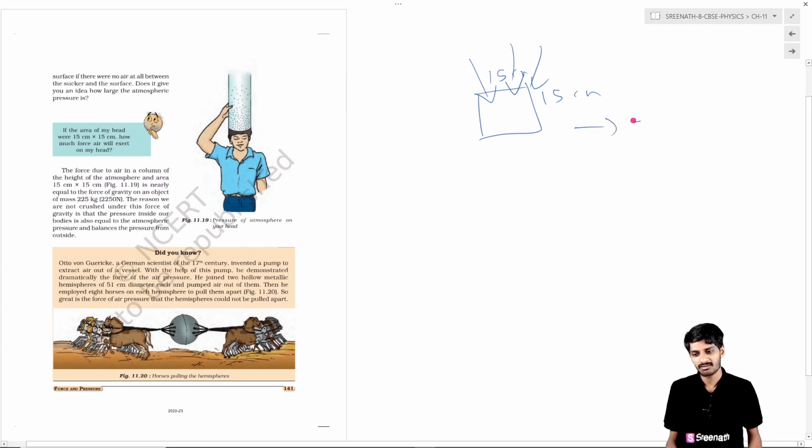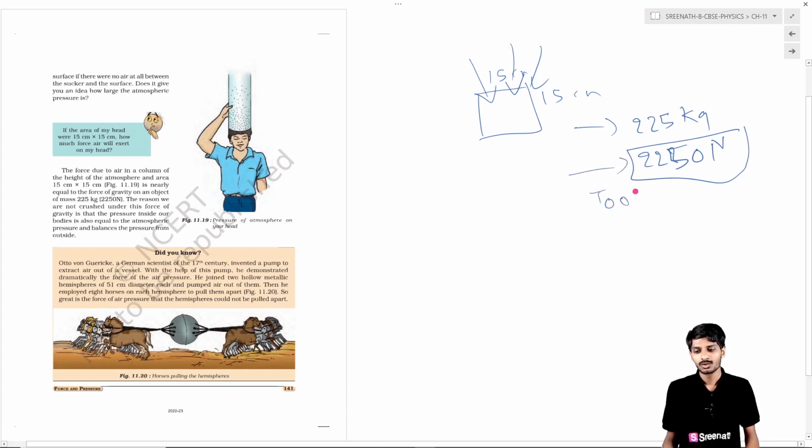This force is equal to 225 kilograms, which is equal to 2250 newtons. It is too high. If really this much force were applied on your head, it would burst. But it is not happening. Why? Because the molecules in our head, in our skull, also apply an opposite force. For that reason we do not experience that much force.